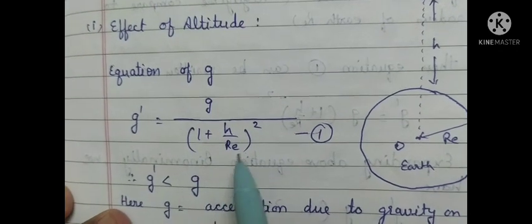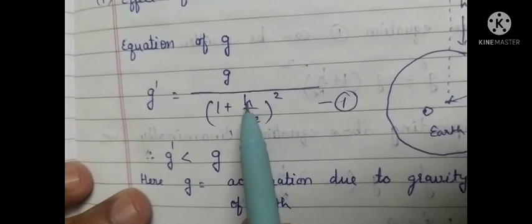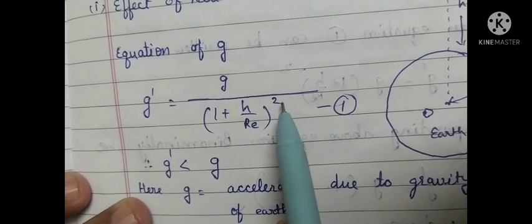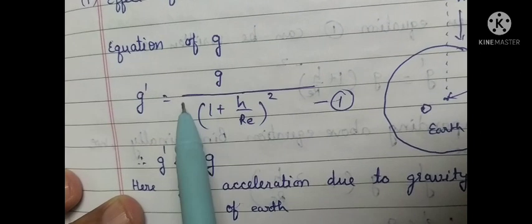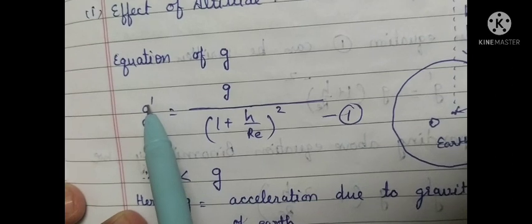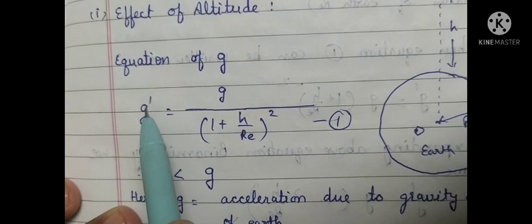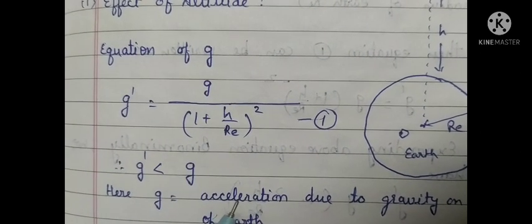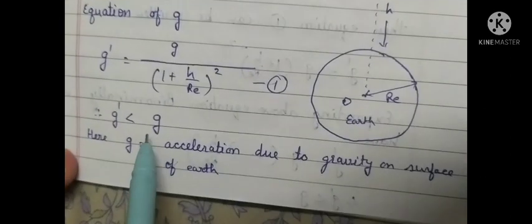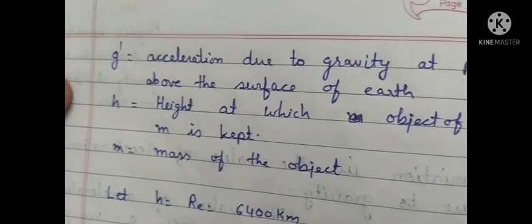Here from the equation it is very clear that in the denominator there is 1 plus something, and there is a whole square. So if the denominator is greater than 1, then g dash decreases. So as we move up from the surface of the earth, g dash decreases, and g dash is the acceleration due to gravity at point P. G is the acceleration due to gravity on the surface of earth. H I have explained, m is the mass.